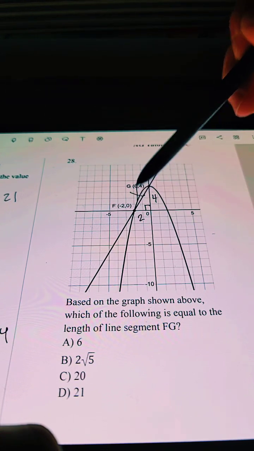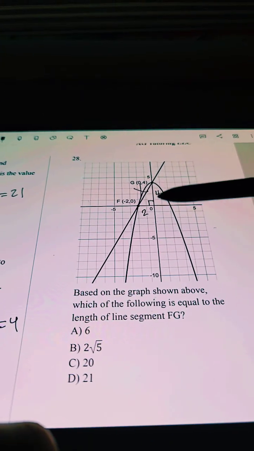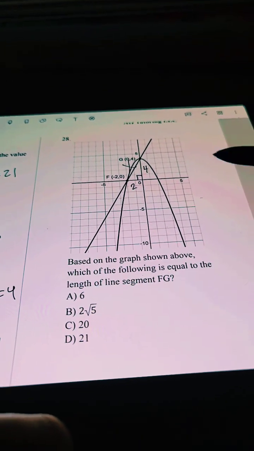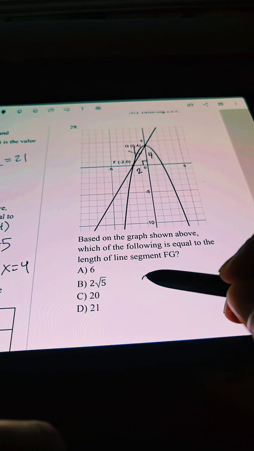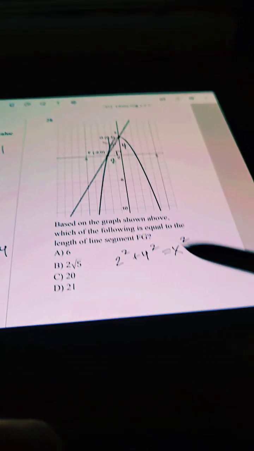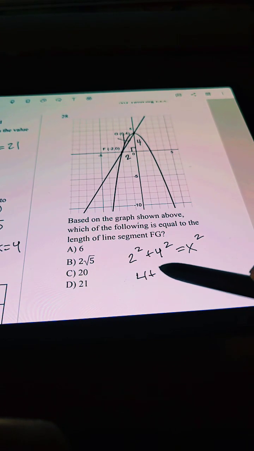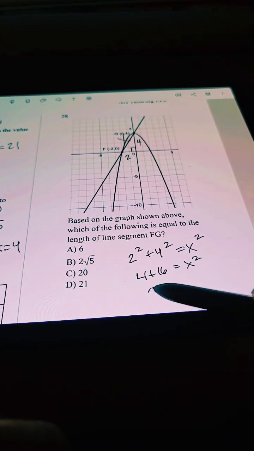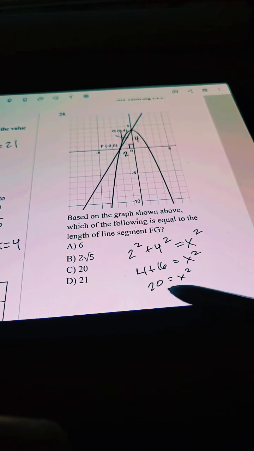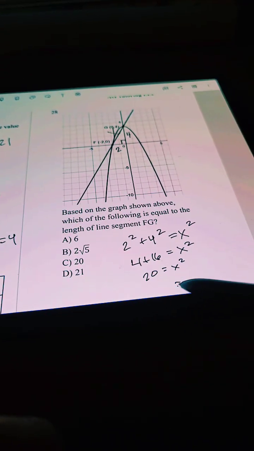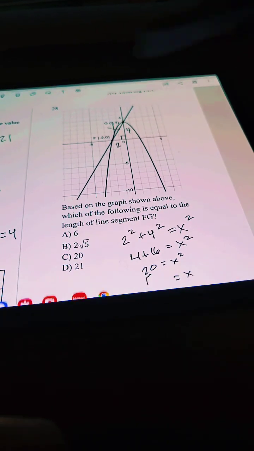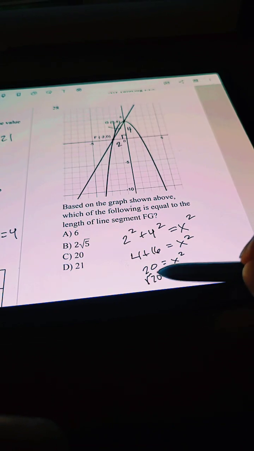The hypotenuse we'll label with X is going to be, if we solve for X, the length of that line segment. So remember, you can use the Pythagorean theorem with right triangles. So you could do 2 squared plus 4 squared equals X squared. So then that's going to be 4 plus 16 is equal to X squared, or 20 is equal to X squared. So if you square root each side, you're going to have that this just is X, and that's going to be the square root of 20.